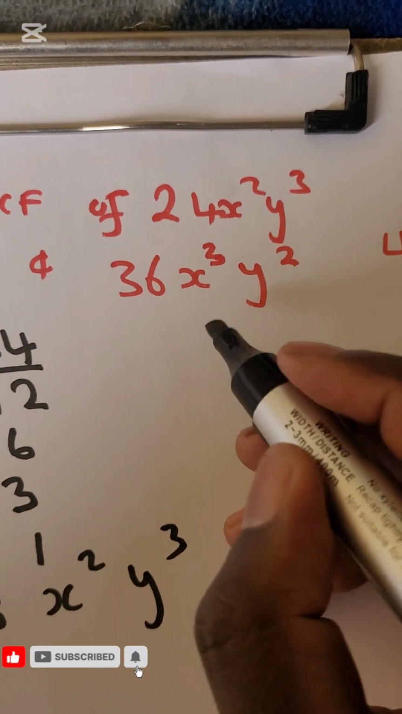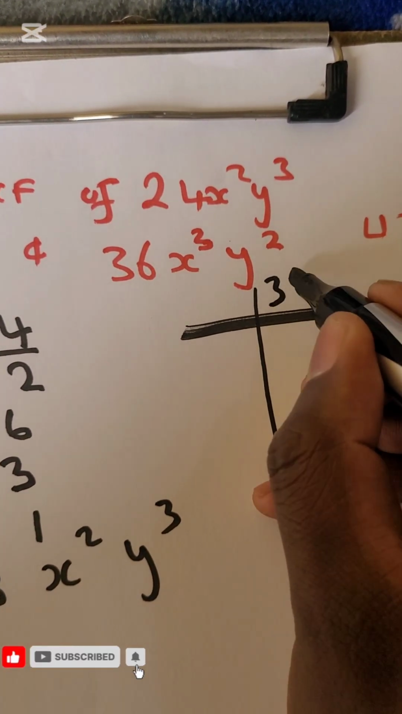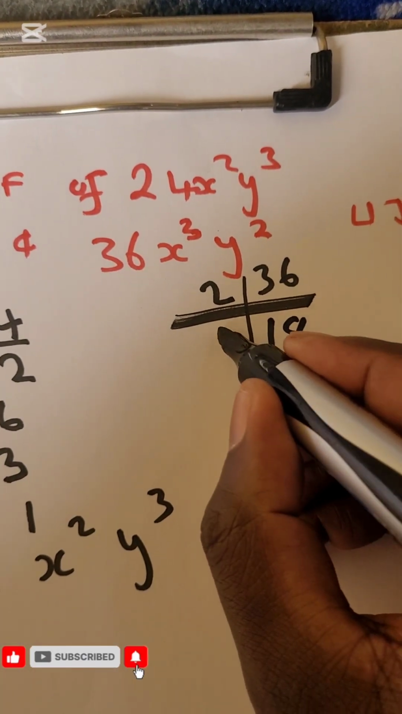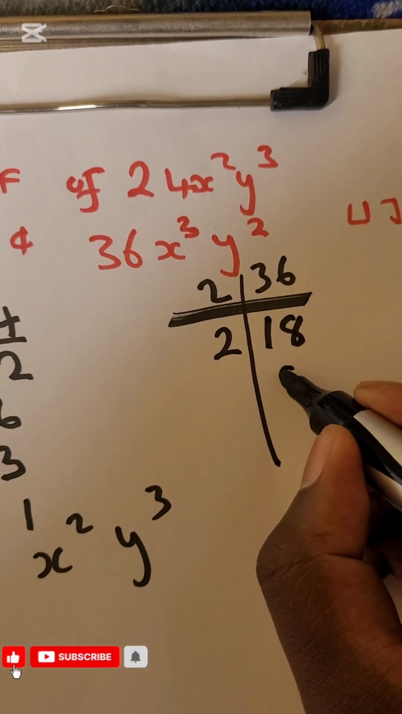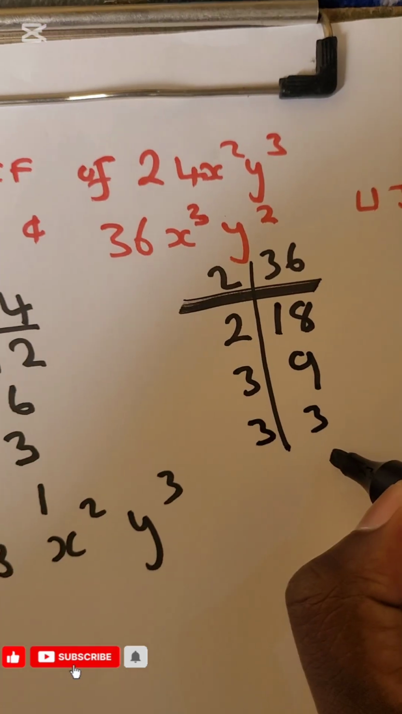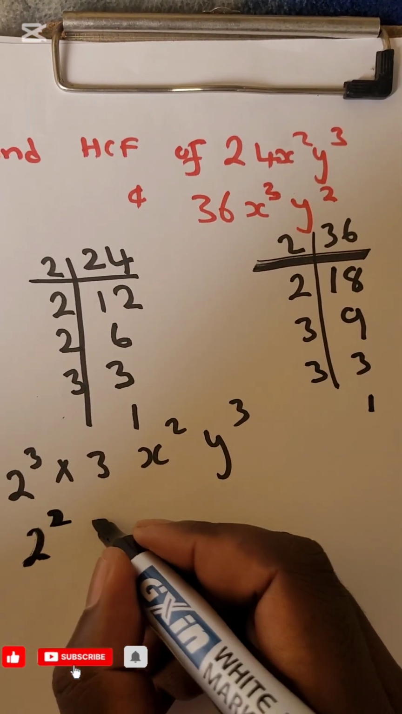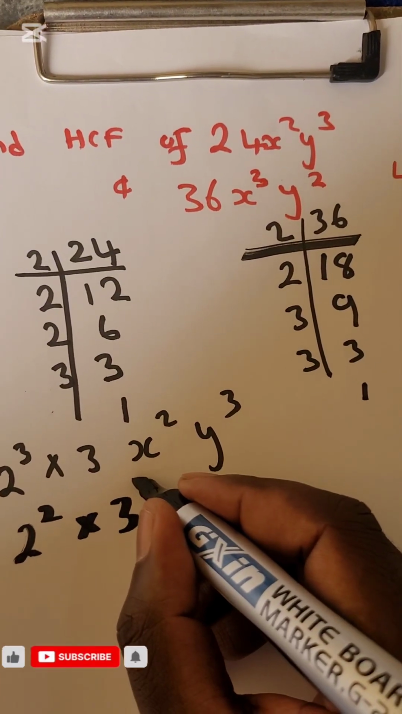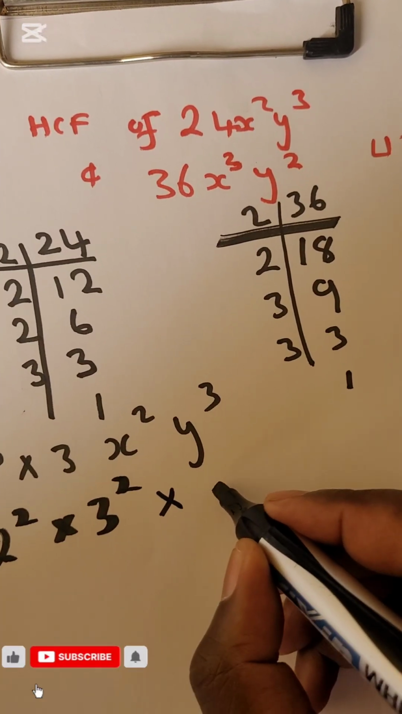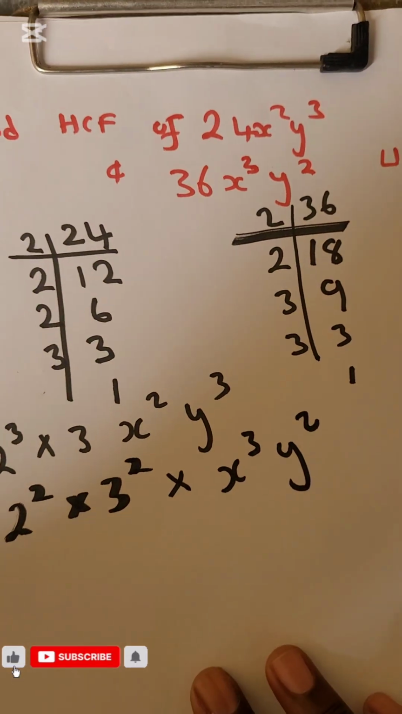Okay, so let's break 36 as a product of its prime factors. 2 into 36 we get 18, into 18 you get 9, 3 into 9 you get 3, and 3 into 3 you get 1. So you have 2 raised to the power of 2 times 3 raised to the power of 2, that's 36, times x to the power of 3 and y to the power of 2.